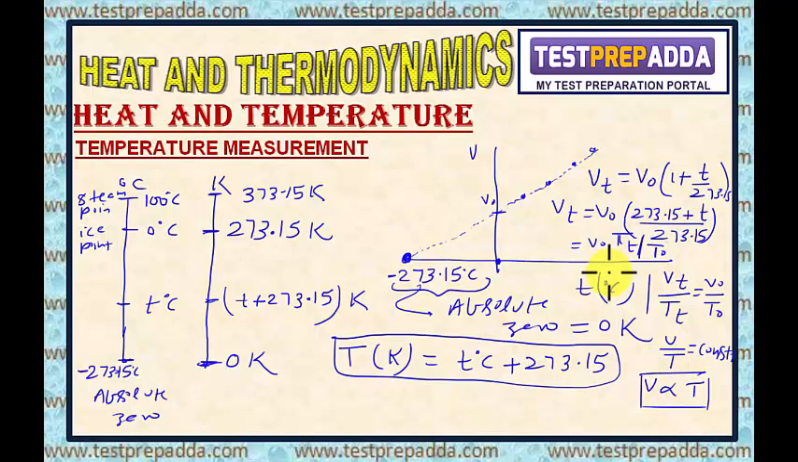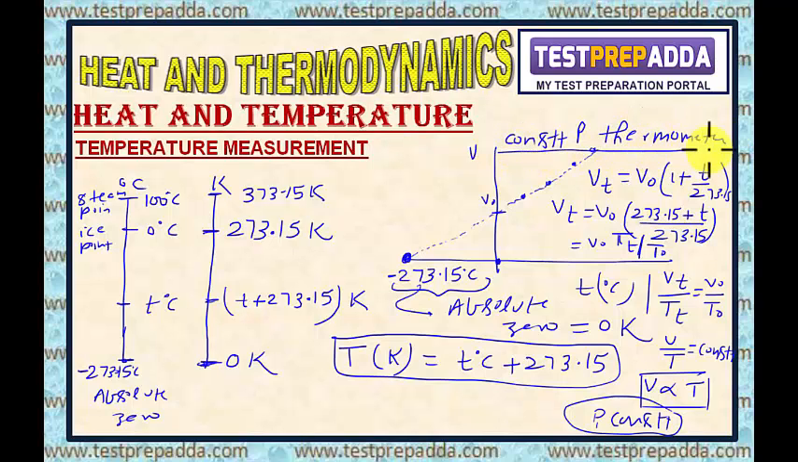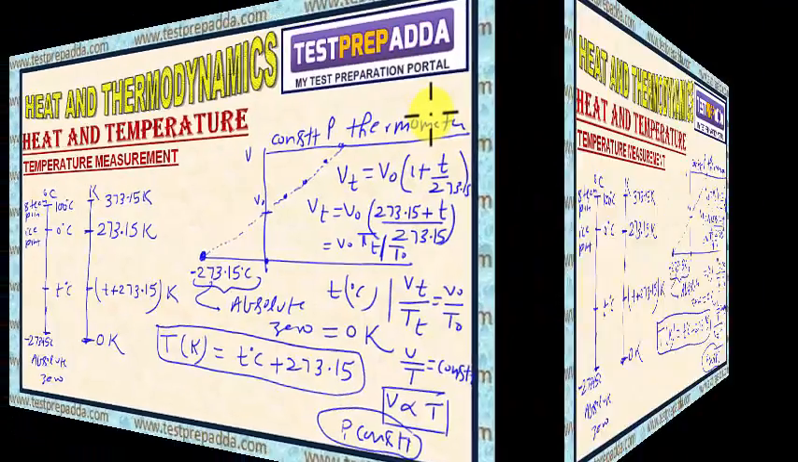Dear students, while doing this, we have kept pressure constant. That is why a thermometer which uses this concept of measuring volume with change in temperature, those thermometers are called constant pressure thermometer. You got my point?